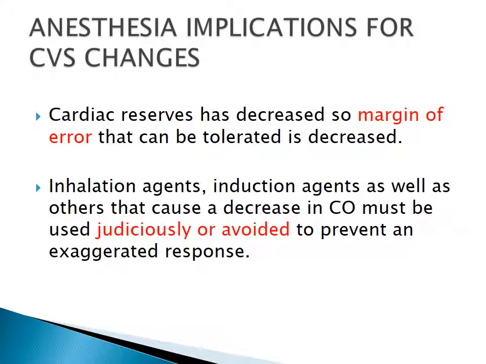So, what are the anesthesia implications? The margin of error is narrow. That's your take-home message, right? As a practitioner, the margin of error is real narrow because they just can't tolerate big changes. Higher blood pressures, they stroke out. Lower blood pressures, they start circling the drain, ACLS protocols.